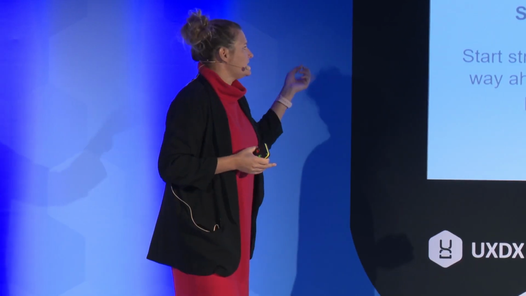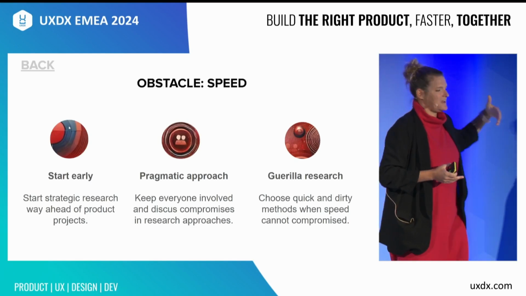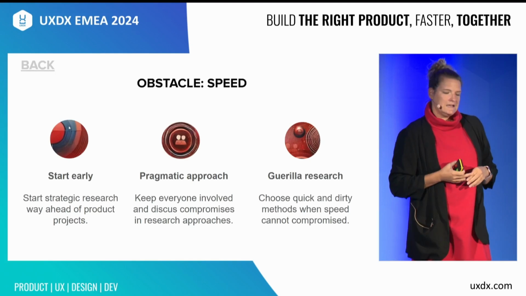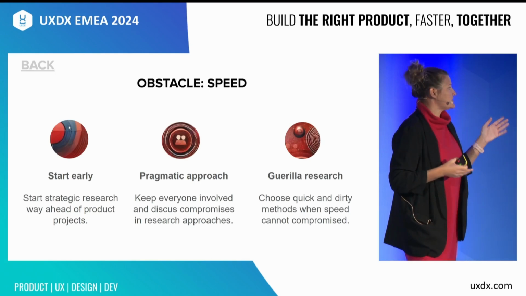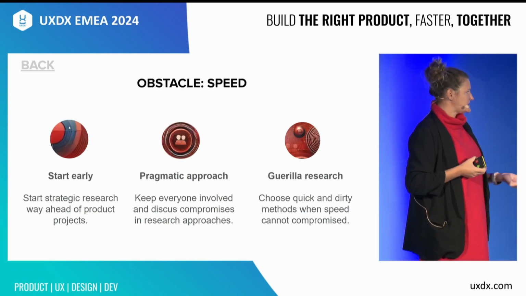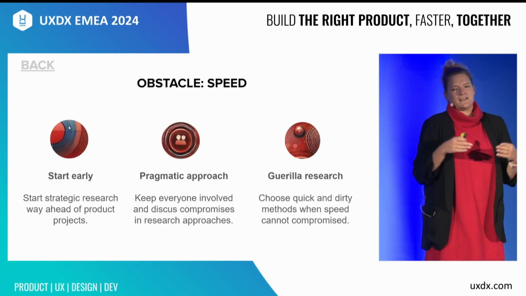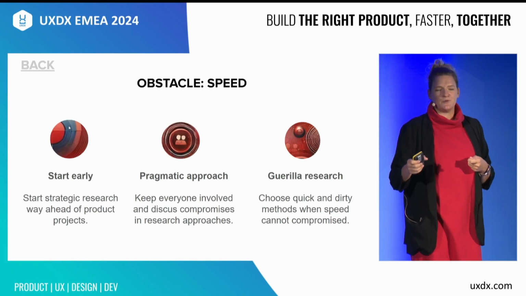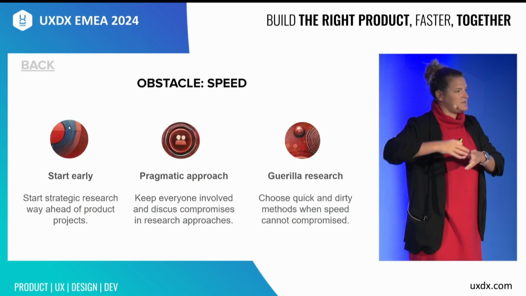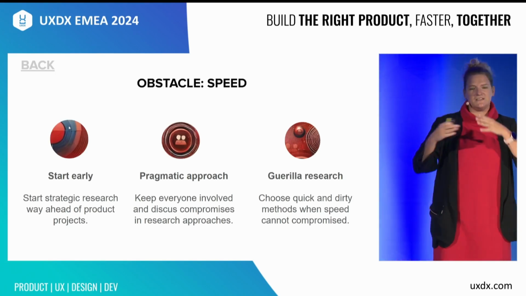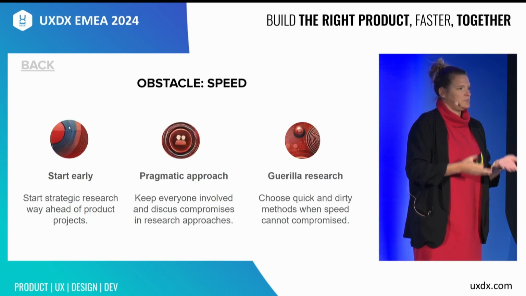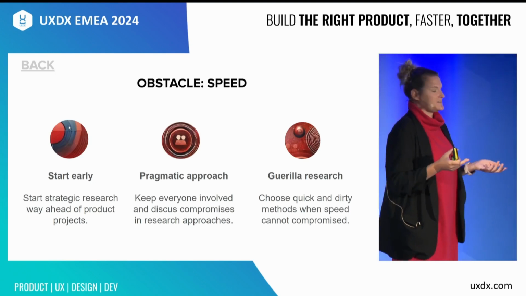Same advice here, start early, start strategic research, start learning about the user, their context, their behaviors early in the process, because then you have that knowledge throughout the rest of the process. The pragmatic approach, keep everyone involved, discuss compromises in research approaches. Not everything has to be perfect. I'm someone who really doesn't like to work that much by the book. So it's like, yeah, the book would say maybe I need 6 focus groups and everything needs to be perfectly balanced. If I don't have time for that, we'll do something else, but we'll learn. We'll have to learn, because otherwise you'll build products that no one will use.